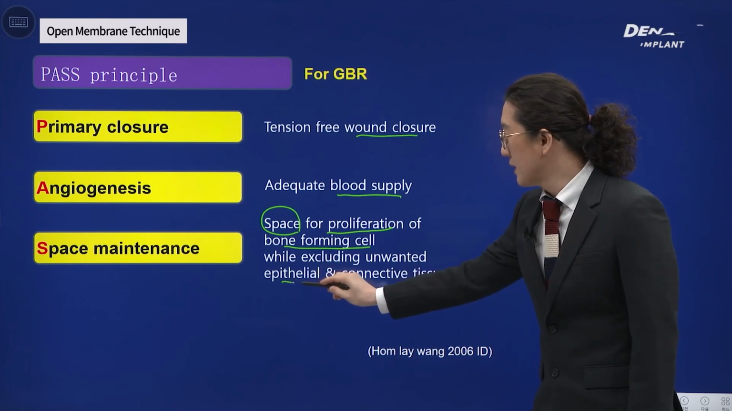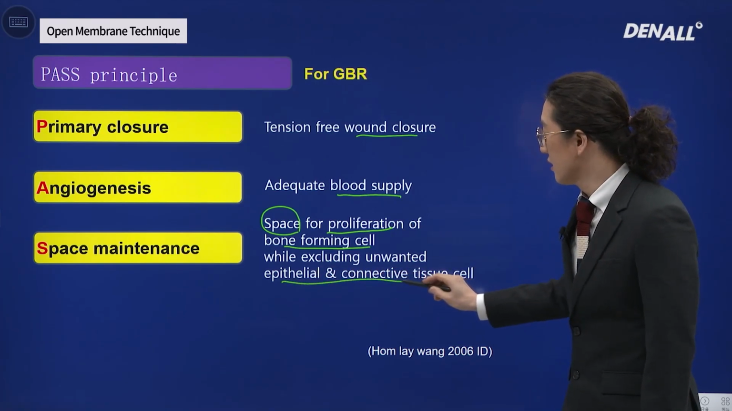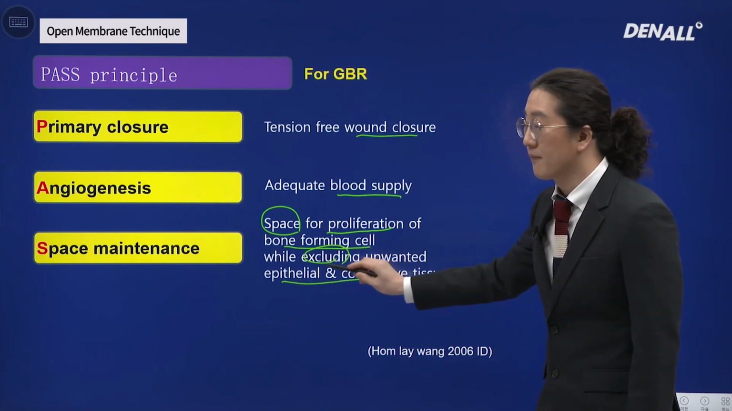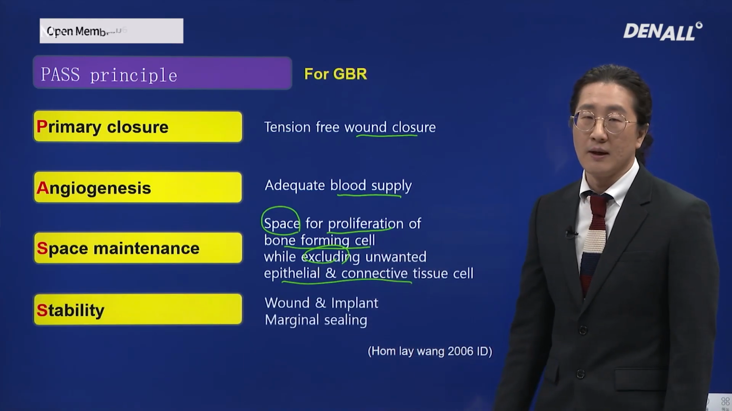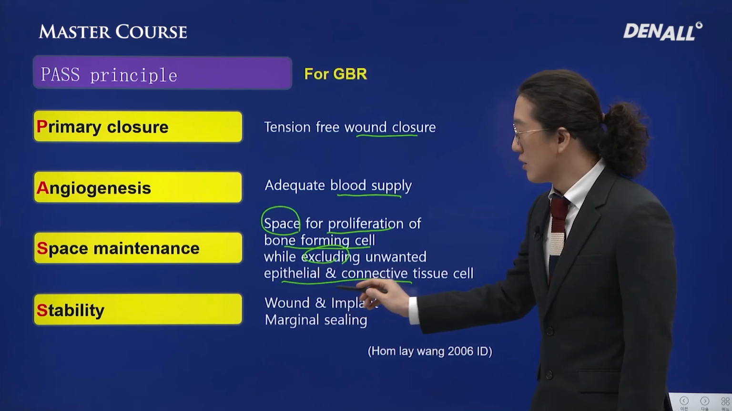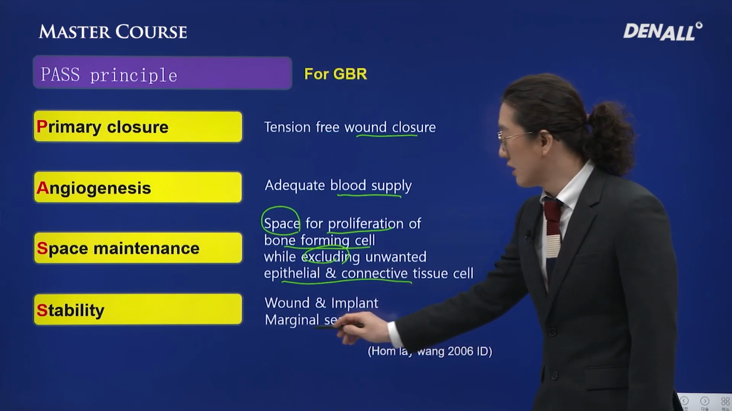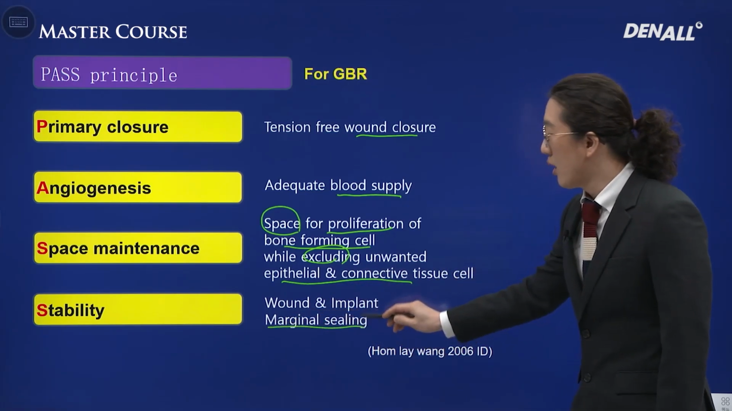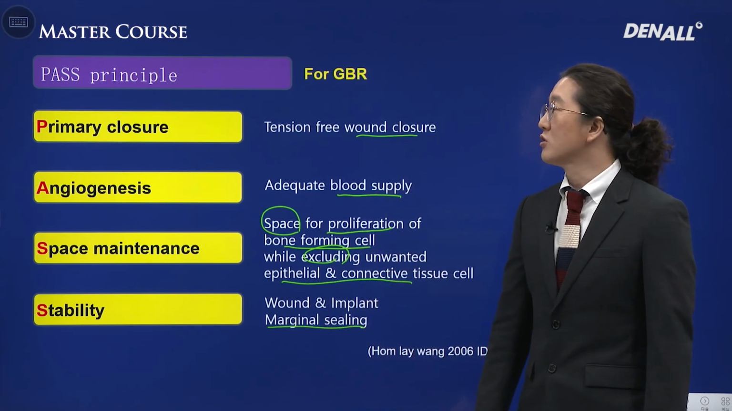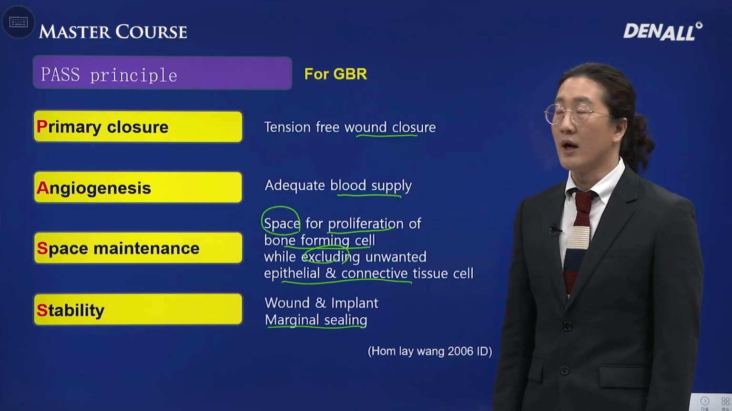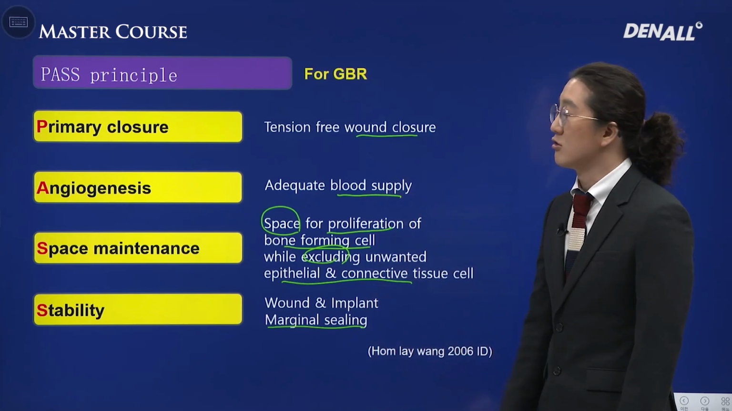The precondition is that the epithelial cells and connective tissue should be excluded. The last S stands for stability. Marginal sealing of wound, implant, and barrier membrane should be achieved. The PASS principle needs to be abided by in order to achieve successful GBR.